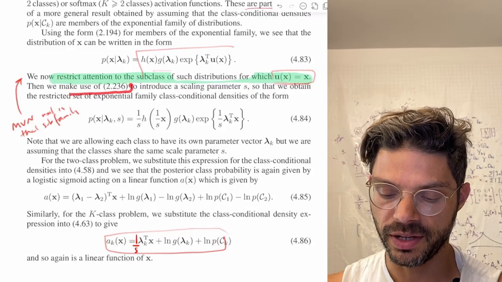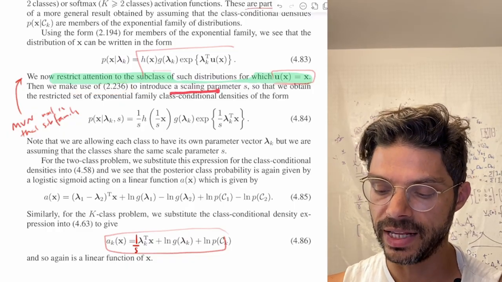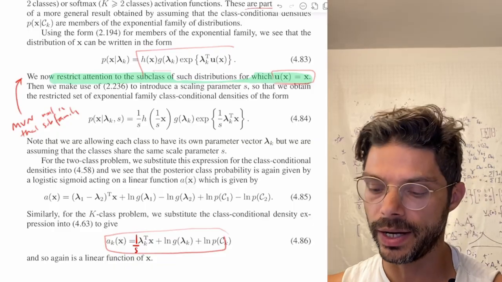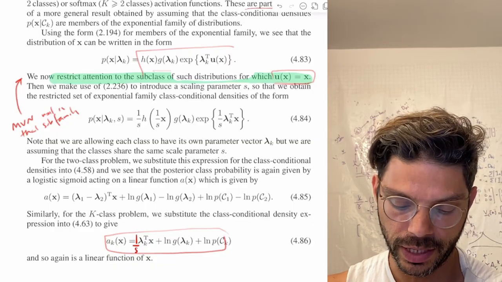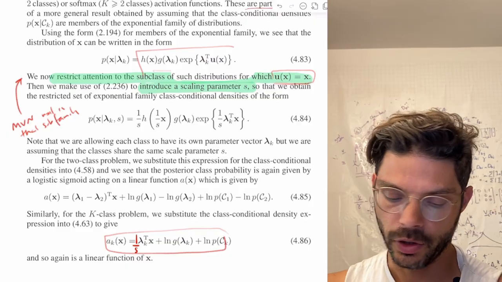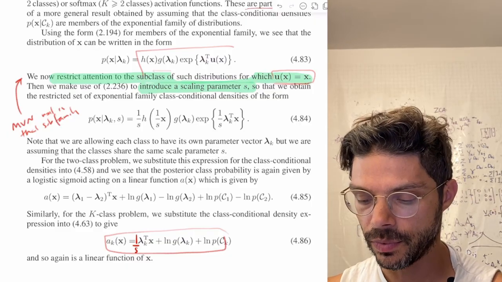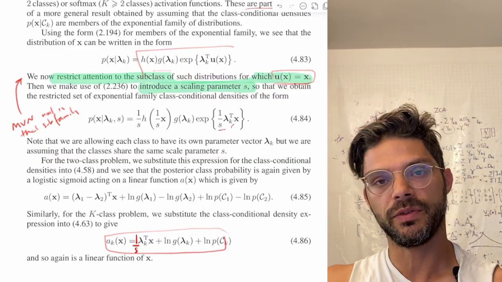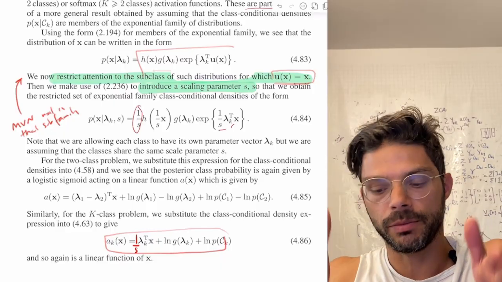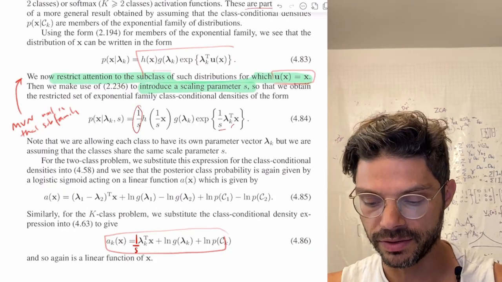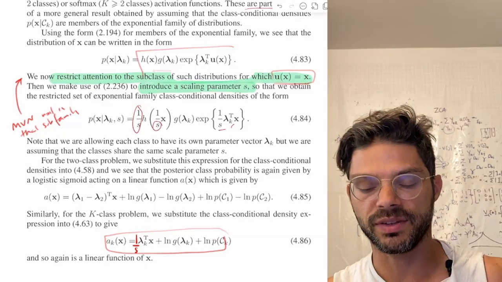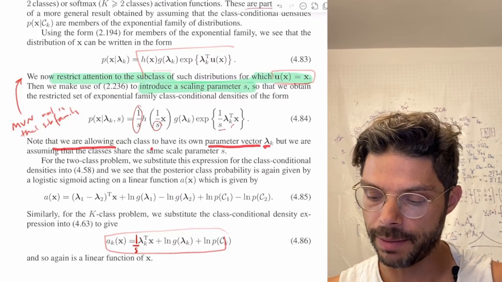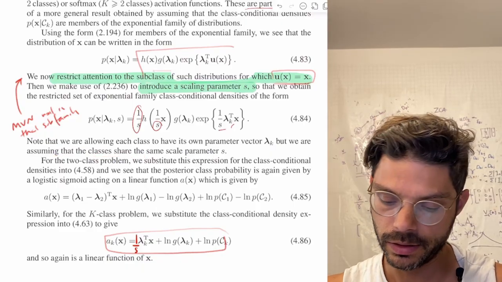Then we make use of 2.236. This is the change of variables formula to introduce a scaling parameter s so that we can obtain the restricted set of exponential family class conditional densities of this form. I'm not exactly sure why he does this, I guess to add some additional level of generality. Let's just highlight that. Notice all we've done, again, is the change of variables formula. We've added a scaling factor, so x has gone to 1 over s of x in both cases. Because we've scaled it down, the probabilities themselves, via the Jacobian term, also have to be scaled down. That's all there is. So x has been replaced with this parameter, which allows us to scale all of the data points by the same amount. Note that we're allowing each class to have its own parameter vector lambda_k, but we're assuming the classes share the same scale parameter s.